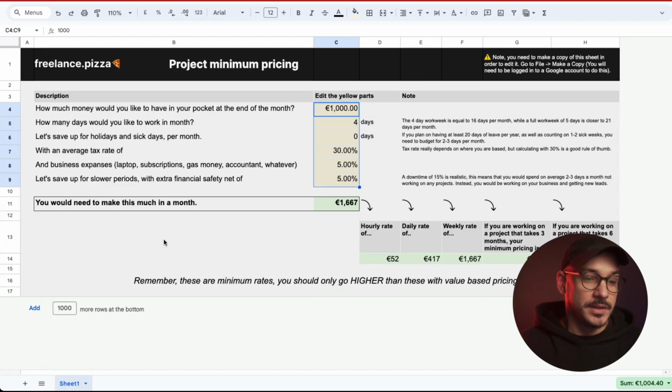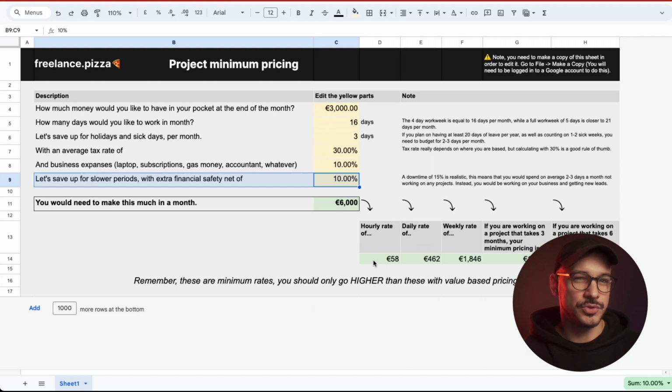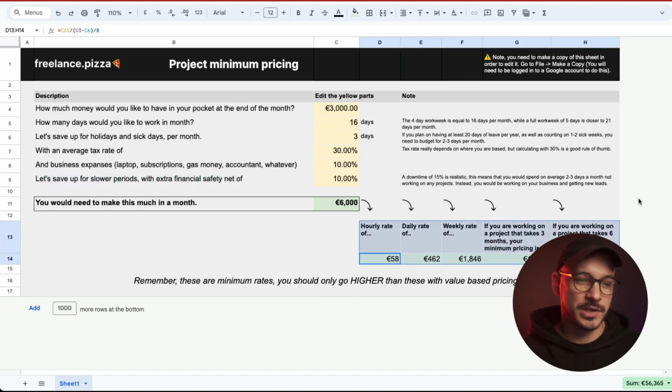Now, that's basically it. These are the 6 fields that you'll need to edit in order to get to those minimum hourly rates that you should charge your clients. Again, we started out with 3,000, and now you can tell that in order to make 3,000 in a given month, we actually have to get a revenue of 6,000. So it's actually double. And I think that's a good rule of thumb.